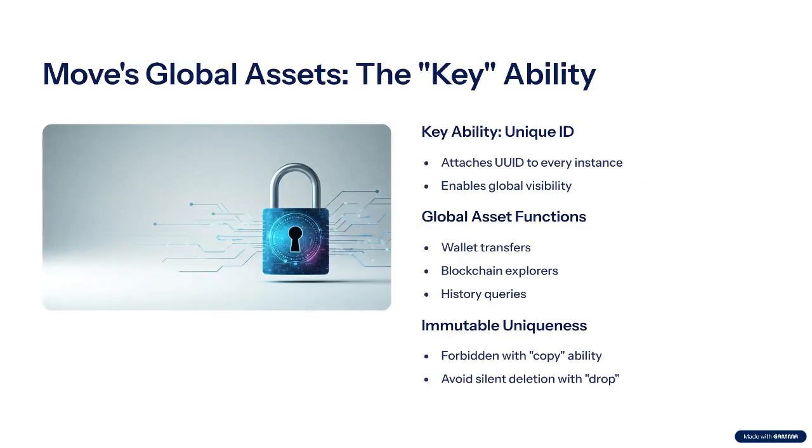The crown jewel is key. Add it and the runtime attaches a universally unique identifier to every instance. Suddenly, your struct can jump wallets, appear in explorers, and receive history queries. Tokens, NFTs, singleton governance records, all rely on key. Because uniqueness is sacred, the compiler forbids mixing key with copy. Technically, you could pair key with drop, but deleting globally visible assets silently is almost always a design smell. Remember, with great key comes great responsibility for explicit lifecycle management.